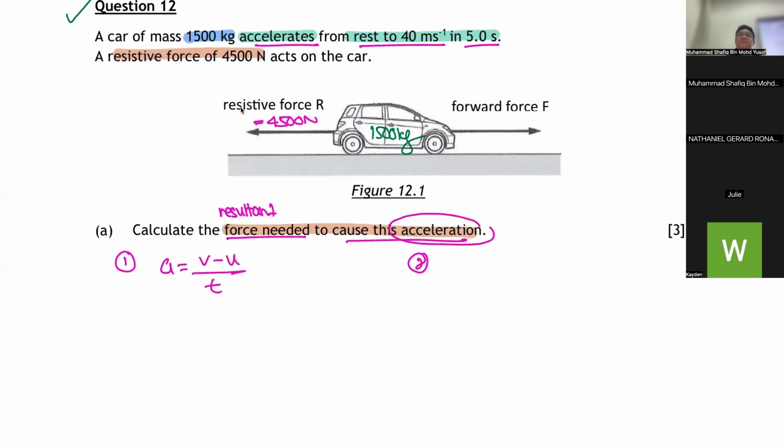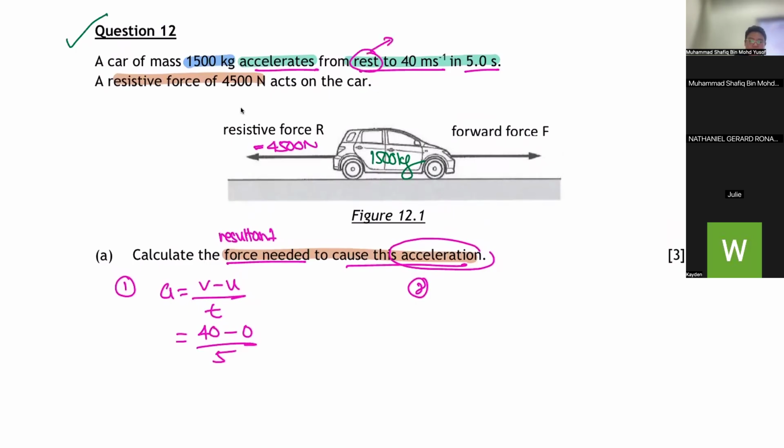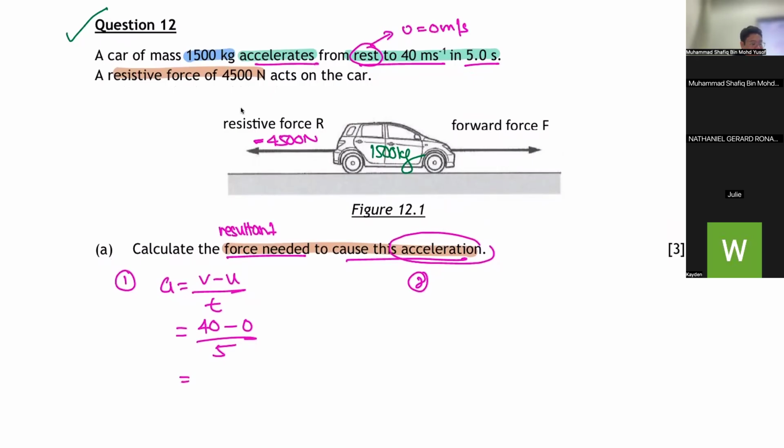All right, so what's the V? Based on the info. Correct. Why minus 0? Because? Very good. So at rest, the speed is equal to 0 meter per second. So you can find that the acceleration is about 8 meter per second squared.